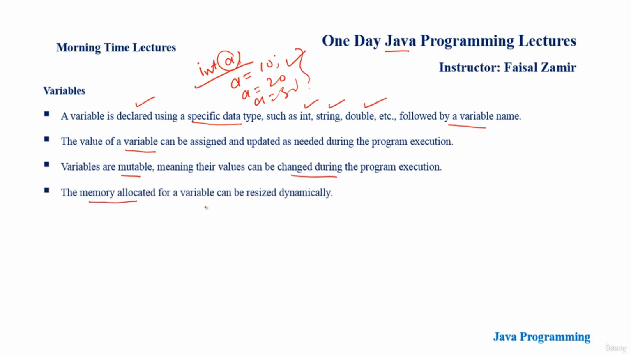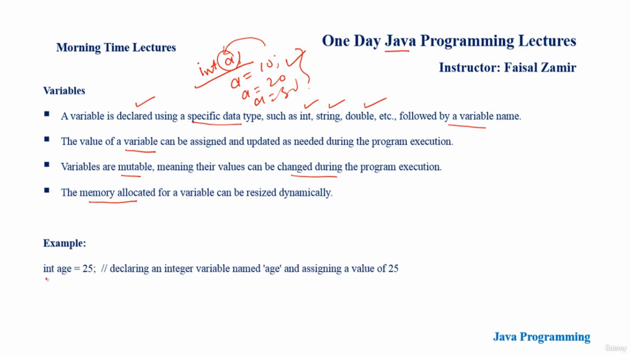Memory allocated for a variable can be resized dynamically. So when you provide more data, change, or modification, it means that the variable can be resized dynamically, because we say that actually a variable is a memory location. When we declare a specific variable, a specific memory will be assigned to that variable, 2 byte, 1 byte, 8 byte, 16 byte. So that specific memory is also allocated for that variable.